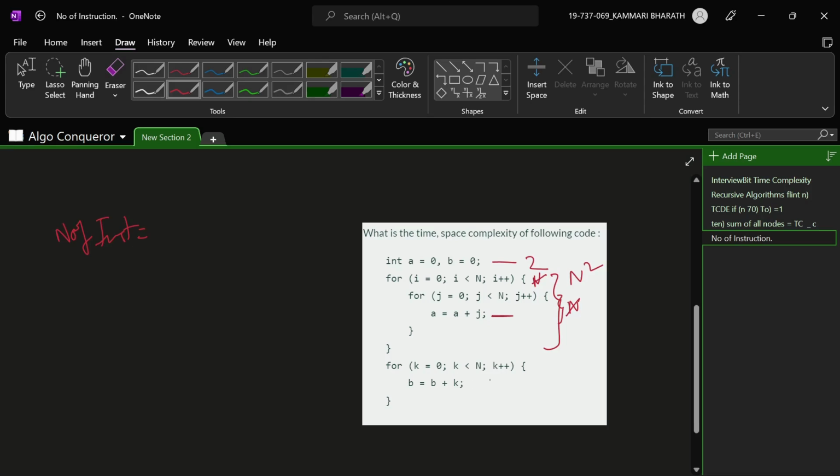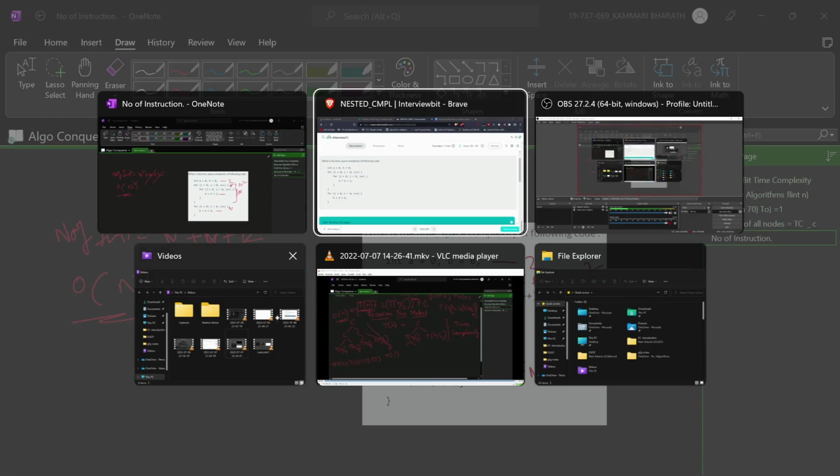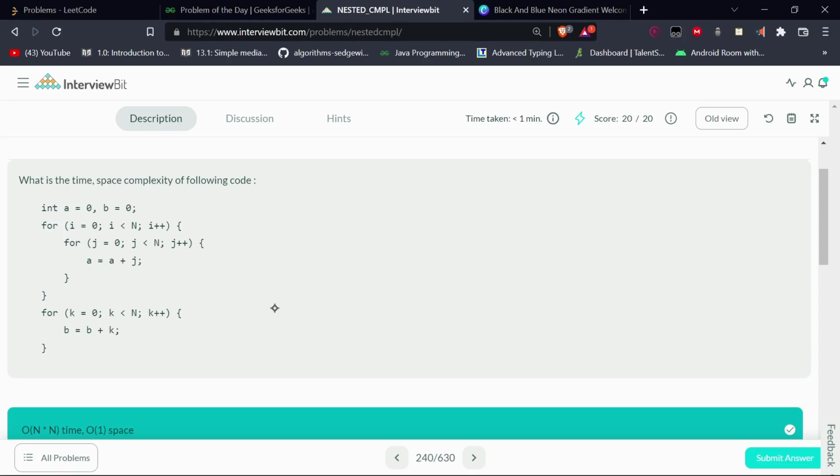Forget this. And then coming to this loop, how many times will this instruction be executed? This will be executed n times. So the number of instructions equation will be n square plus n plus 2. How will you find out the big O notation? Eliminate the constants, eliminate the lower order terms, which gives big O of n square. Let's move on to the next question.